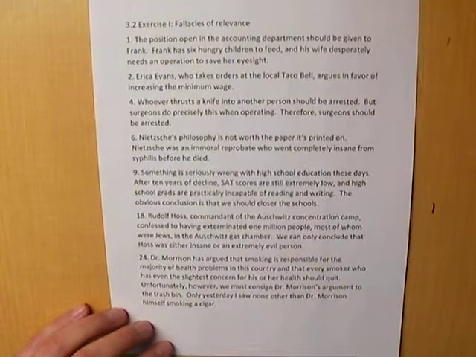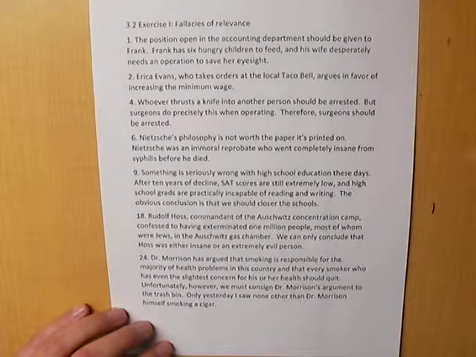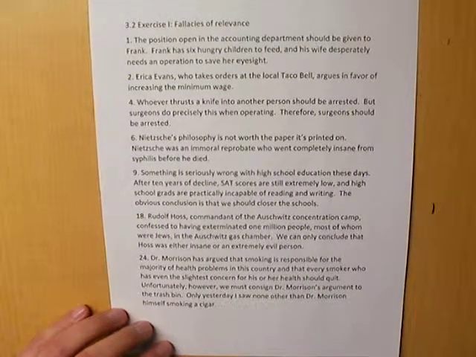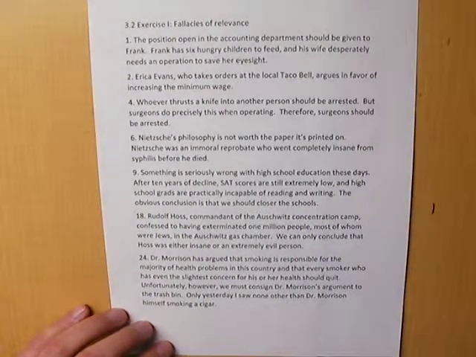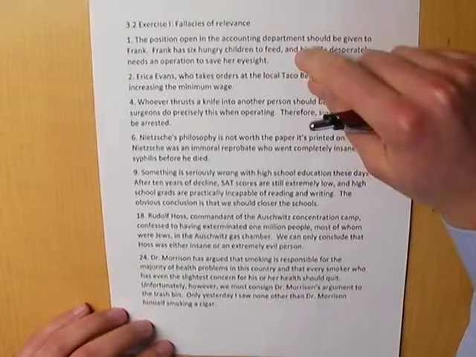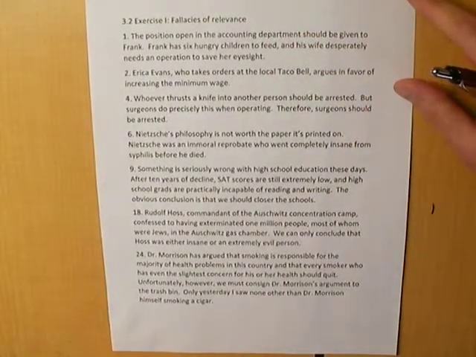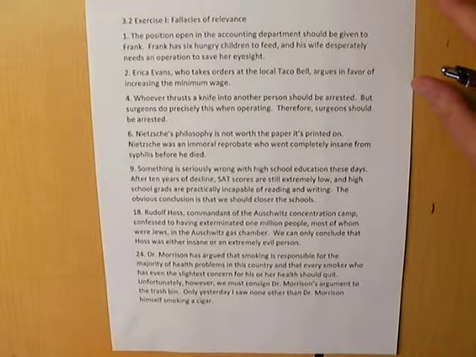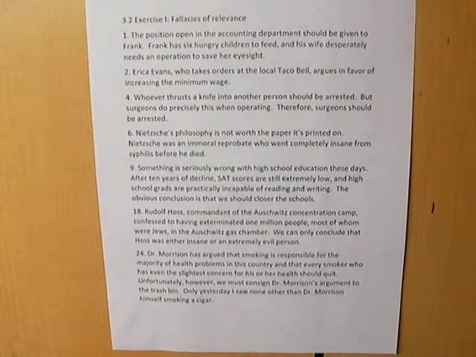You'll have to take a good, close look at not only the structure of the argument, the reasoning in play, but in many cases, the actual content, what's actually being said. So let's take a look at the very first example in the text. The position open in the accounting department should be given to Frank. Why should we give it to Frank? Frank has 6 hungry children to feed, and his wife desperately needs an operation to save her eyesight.